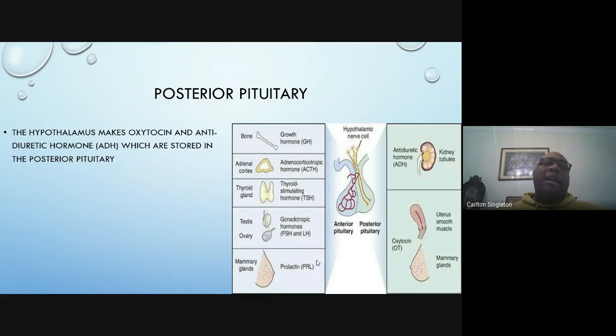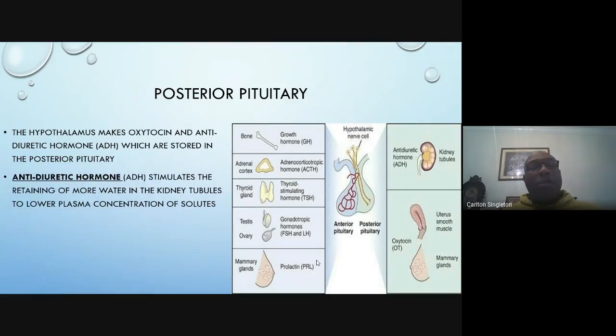The hypothalamus makes oxytocin and antidiuretic hormone. Antidiuretic hormone stimulates the retaining of more water in the kidney tubules to lower blood concentration of solutes. So let's say your sodium levels get too high. Let's say you went for a run, and you started sweating. You sweat water out, obviously. So what will happen is your blood concentration of sodium and potassium will then go up. This will be sensed in the hypothalamus, actually, and this will stimulate the release of antidiuretic hormone.